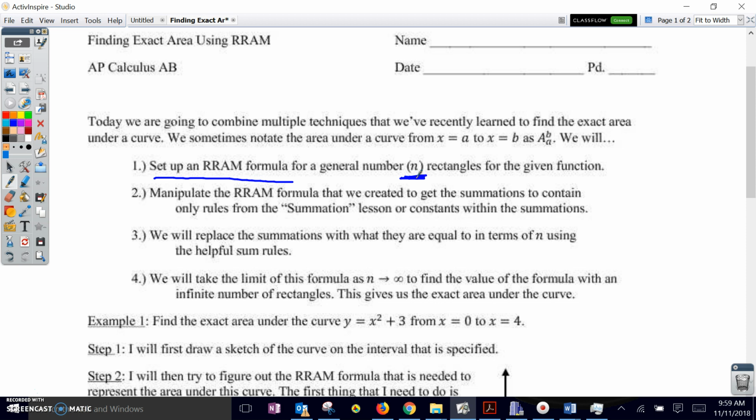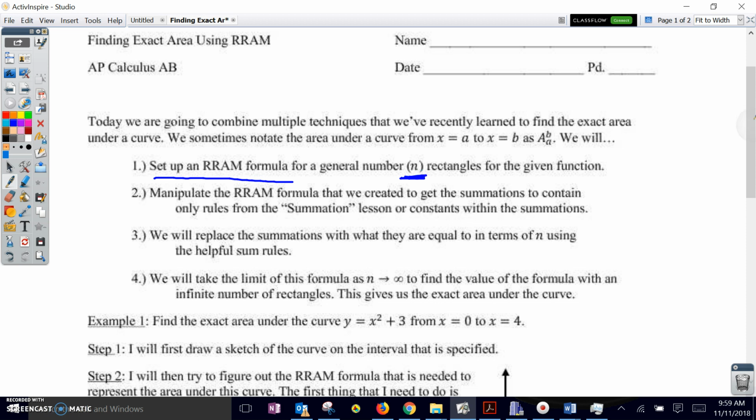I know when we were first using the RAM methods, we talked about how we wanted to use more and more rectangles for greater precision. Well, we can't use any more rectangles than an infinite number of them, and so this is going to give us our actual exact value.